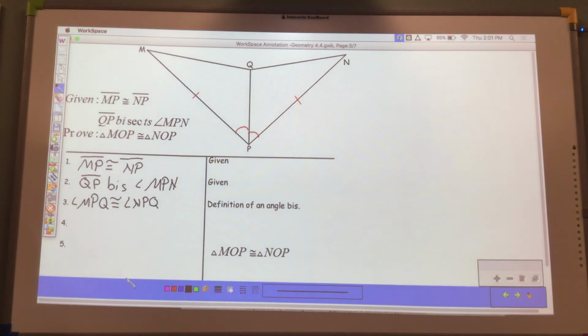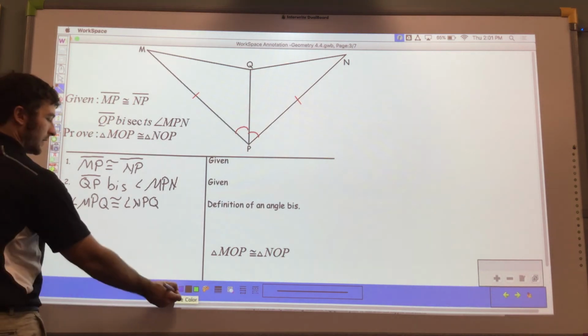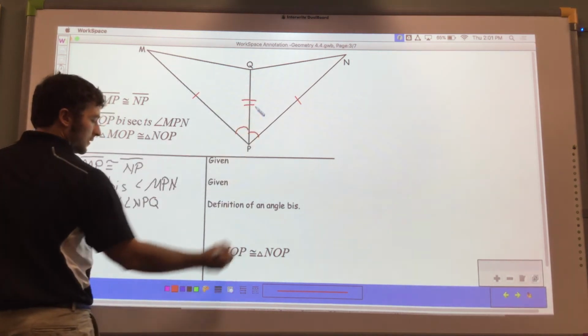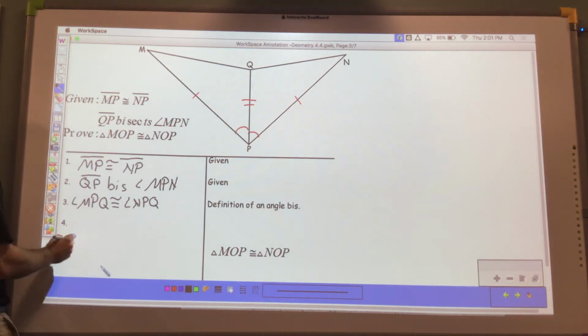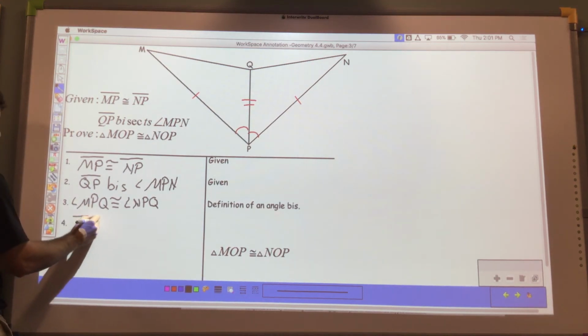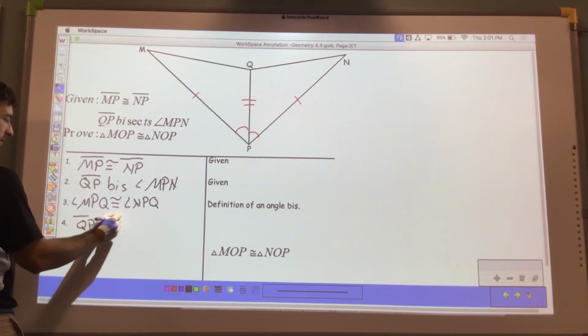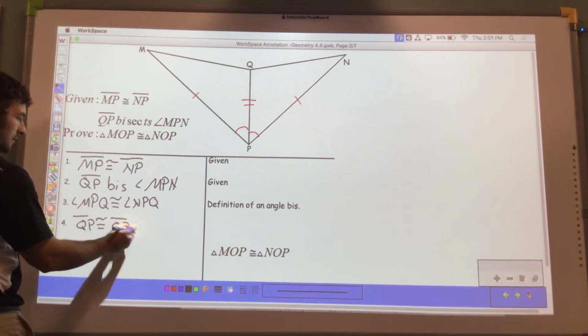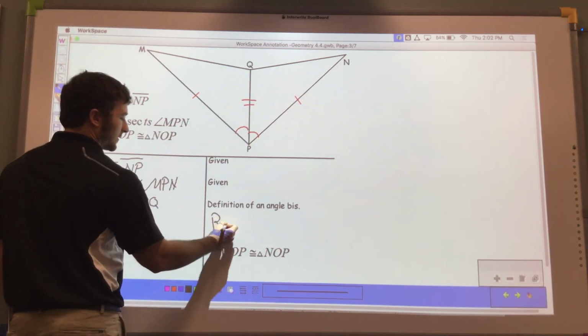Well, we have side, angle. We need that other side. Well, they share this one. So we can say that segment QP is congruent to segment QP. That's the reflexive property.